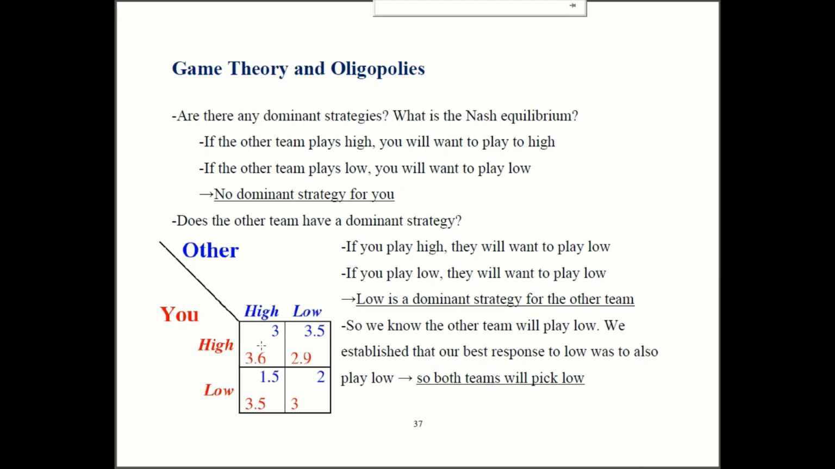So if they're picking high, you're going to be in this column here. If you pick the high price too, your payoffs here are in red, so you're going to get 3.6 million in that case. Now, if they're picking high but you're picking low, we're going to be in this cell down here, your payoffs are in red. Remember, you're in red, so you're getting 3.5 million in that case. Which is better? Well, you want to have the biggest possible profit, so you'd rather play the high price if they're also going to play the high price.